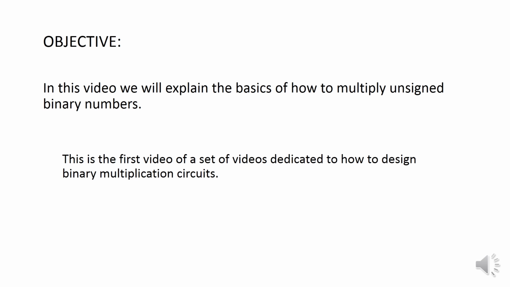Up to now, in the previous videos, we have seen binary addition and subtraction, and now it is the turn to binary multiplication. So, the objective of this video is to explain how to multiply binary numbers. This video is a basic approach to the binary multiplication, and for the sake of simplicity, all the binary numbers are unsigned. This is the first video of a set of videos dedicated to how to design binary multiplication circuits.